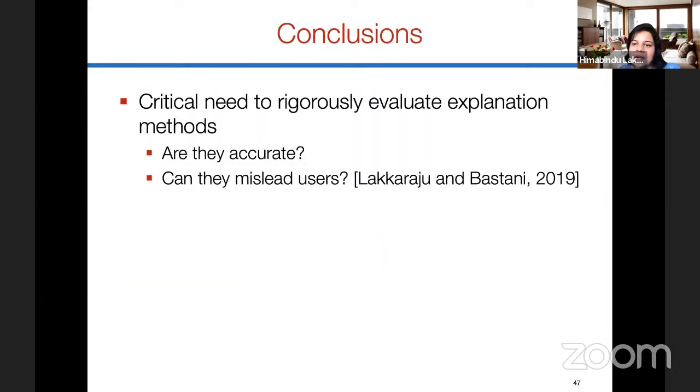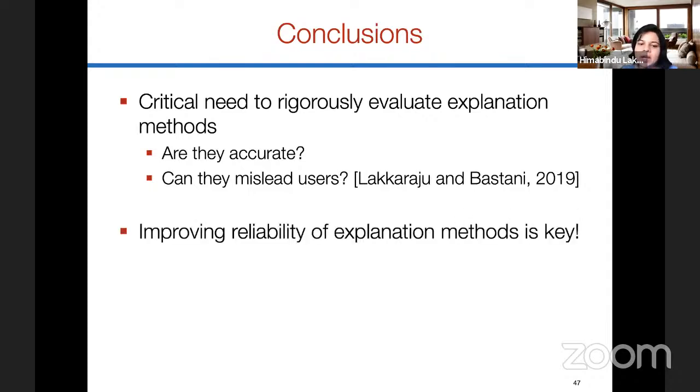Okay, so with that, I just wanted to point out some conclusions and then close. There is a very critical need to rigorously evaluate explanation methods, thinking about, are they accurate, how to determine that, can they mislead users, again, how to determine that. These questions, while there are some answers, we don't have the most foolproof answers, and more work is definitely welcome and required. Improving the reliability of explanation methods is key. What I tried to present in today's talk is just a first step towards this. There is a lot more to be done.